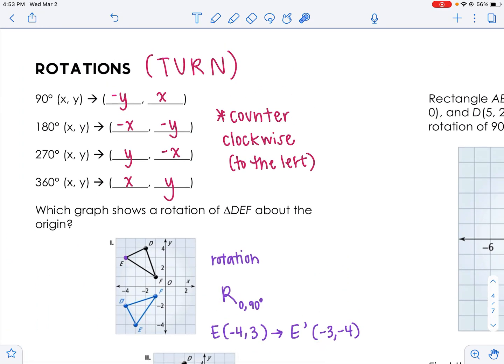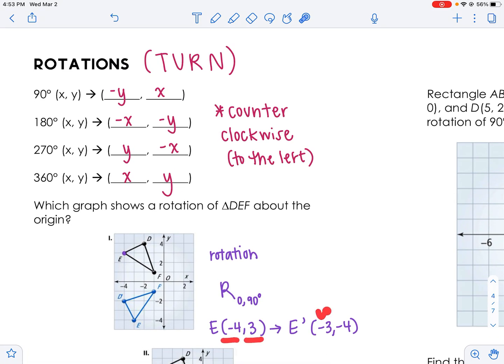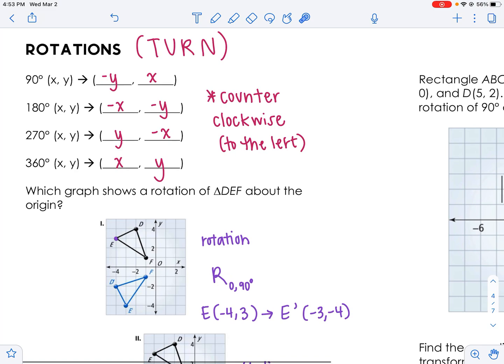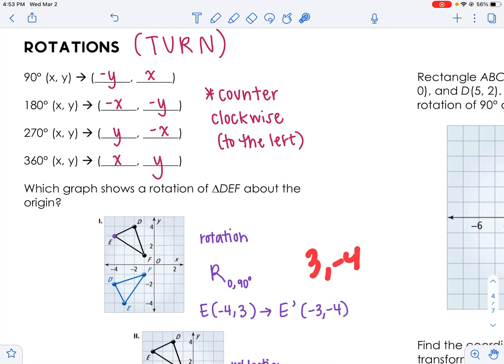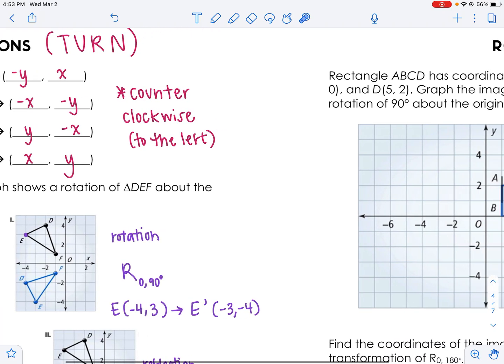Well, go look. What does a 90-degree rotation do? It flips your x and y coordinates, and it makes the first one negative. So I flipped the x and y coordinates, and then I just made the first one negative. So instead of 3, negative 4, it was negative 3, negative 4. So we're going to follow those formulas as we go through and look at some more rotations.